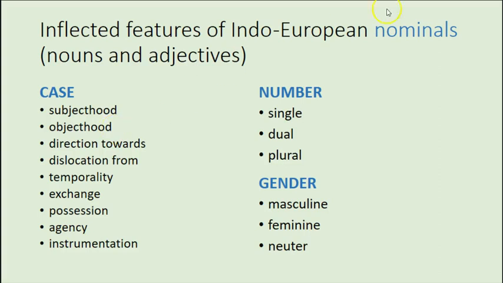So that's nouns, and I'm using the word nominals here as a word that describes both nouns and adjectives, because they can both work as nouns, right? You can say, I like black, right? And black can be both an adjective and a noun. These things can sort of be substituted for one another.